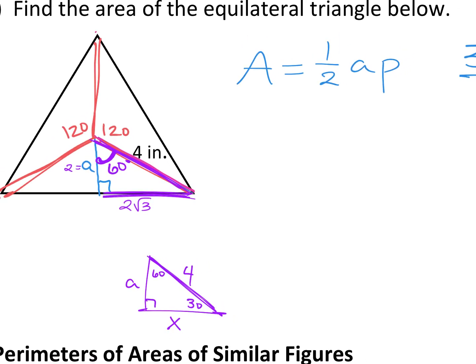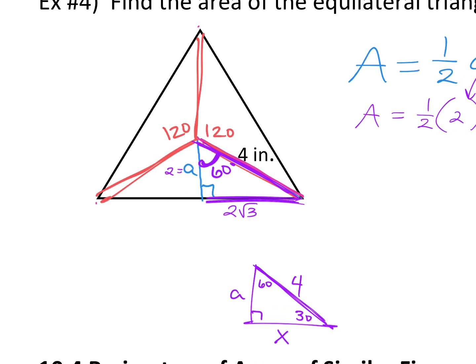Let's lay this out. Oh, I already wrote it up here. So our area equals 1/2. What's A? 2. What's P? It's not 2 rad 3. It's not 4 rad 3. It's not 6 rad 3. How many of this piece? This piece right here, right? The yellow is 2 rad 3. There are 6 of them wrapping this figure.